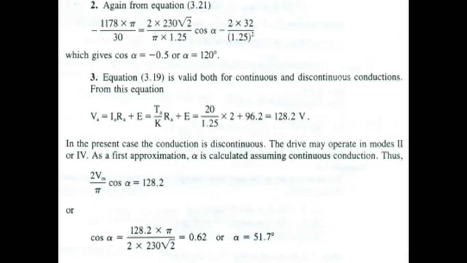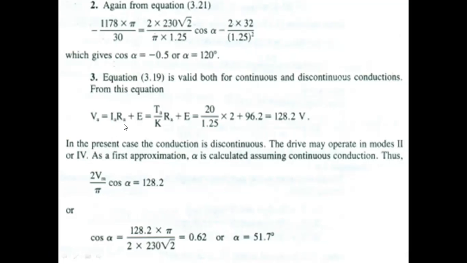And the third bit is the same. So the third bit, it is valid. Equation 3.19 is valid for both continuous and discontinuous mode. Previous classes we have discussed that equation also. VA, IA, RA, they have given the equation here, so no need to paste it again.